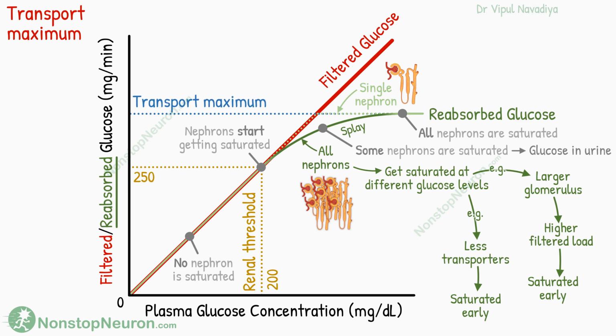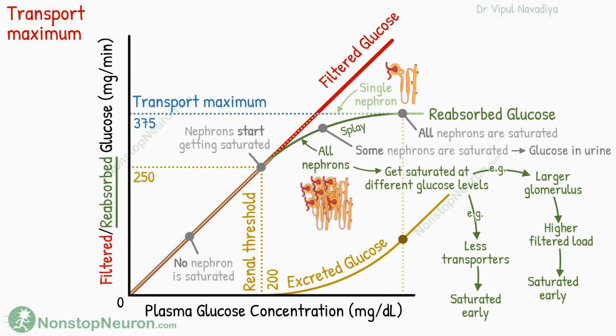This point is called transport maximum. Normally it's about 375 milligrams per minute. In simple words, the glucose reabsorption can keep on increasing up to this much filtered load. Beyond this, all the additional filtered glucose is excreted.